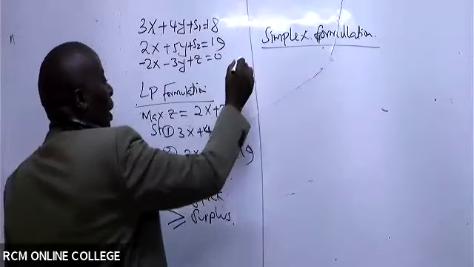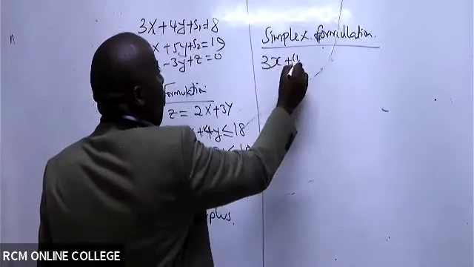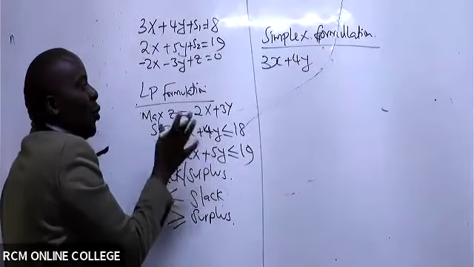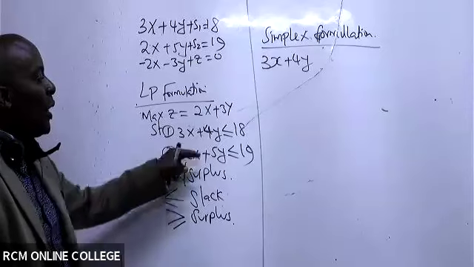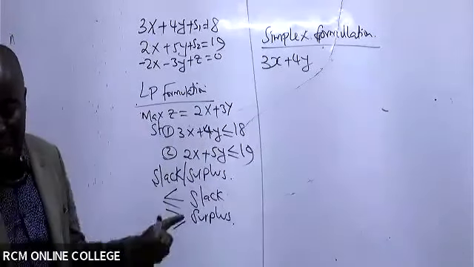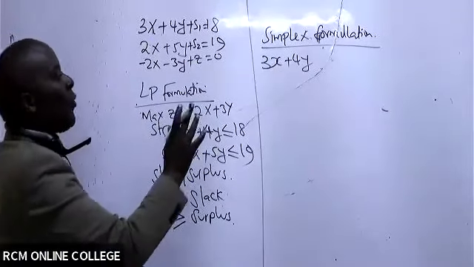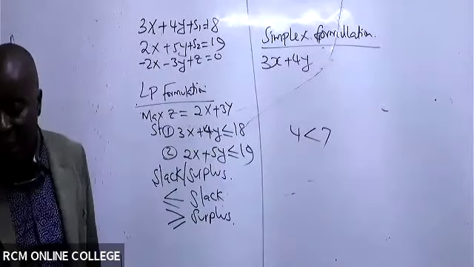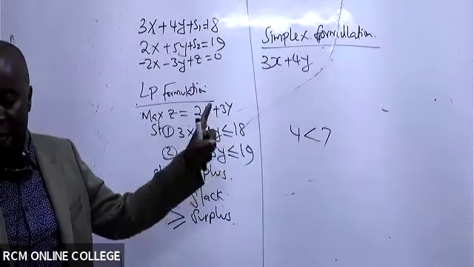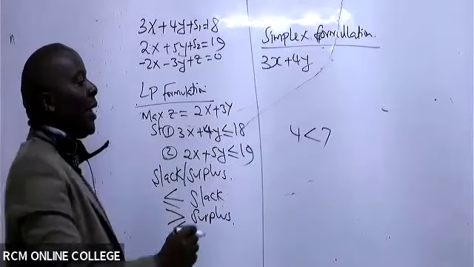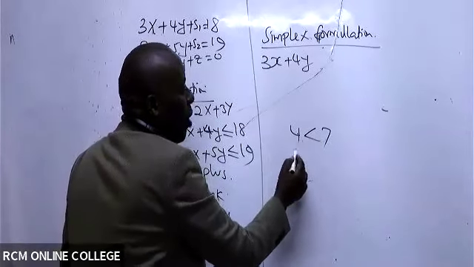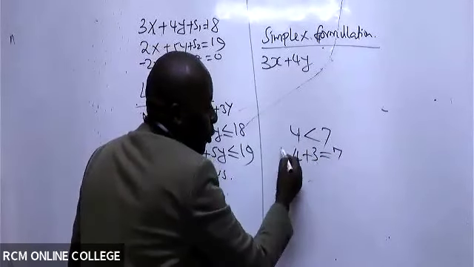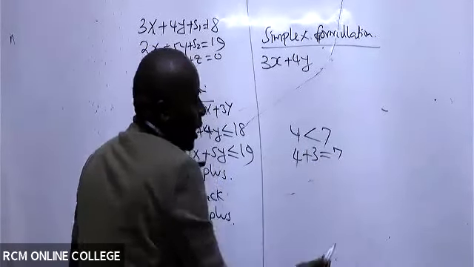So we shall talk over 3x plus 4y. You can see this is less or equal. When I'm doing the Simplex formulation, I would want the left-hand side to be equal to the right-hand side. For example, if you say 4 is less than 7, this is true. But if you tell me to make the two sides equal, then I'll say 4 plus the difference, 4 plus 3, and now the left-hand side equals the right-hand side.